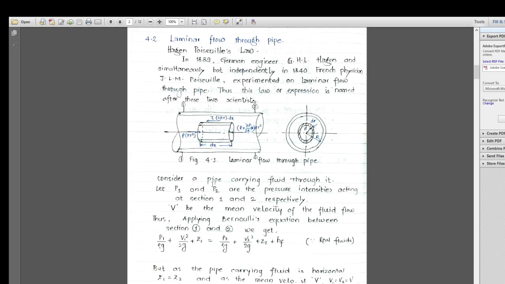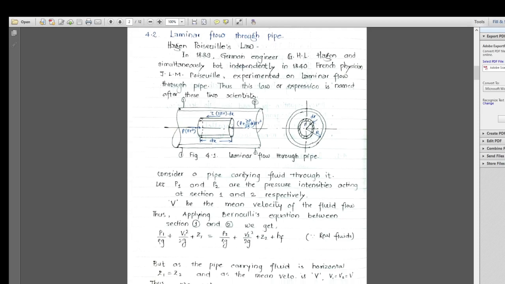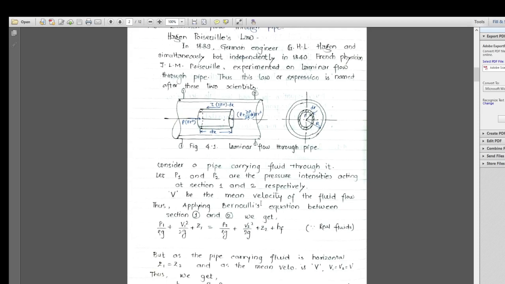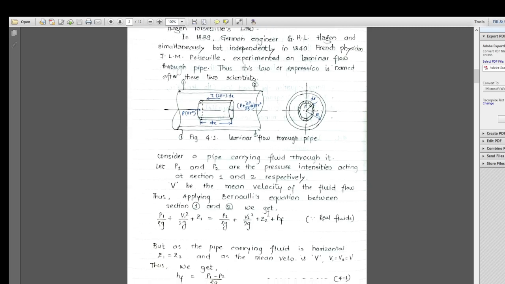So consider a pipe carrying a fluid, and let pressures P1 and P2 be acting at sections 1 and 2 respectively, and let V be the mean velocity of the fluid. Now if we apply Bernoulli's equation between sections 1-1 and 2-2, we get P1 by rho g plus V1 square by 2g plus Z1 is equal to P2 by rho g plus V2 square by 2g plus Z2 plus HF. This will be the Bernoulli's equation at sections 1 and 2.